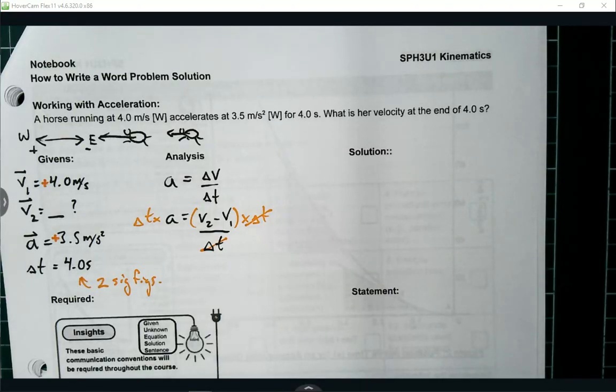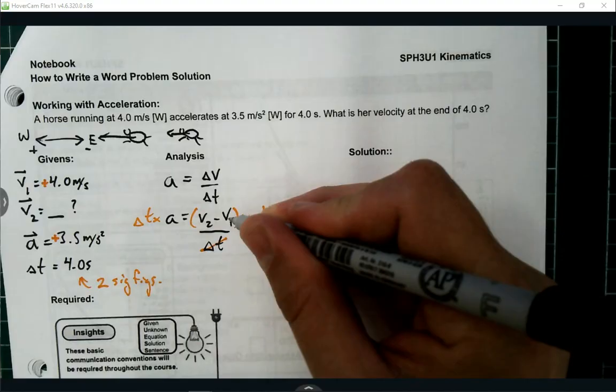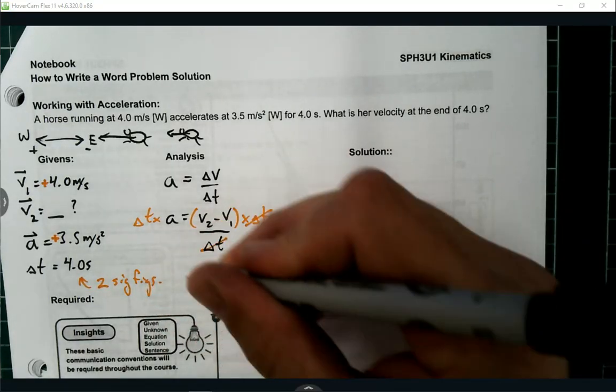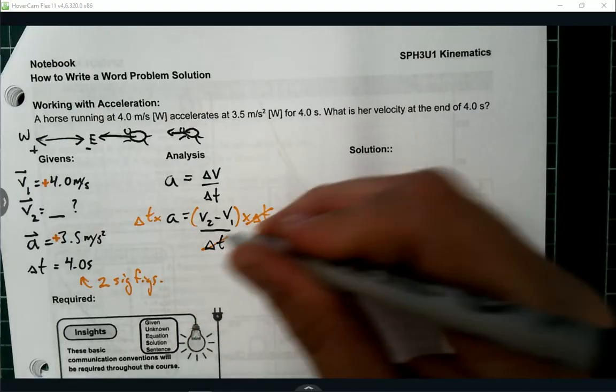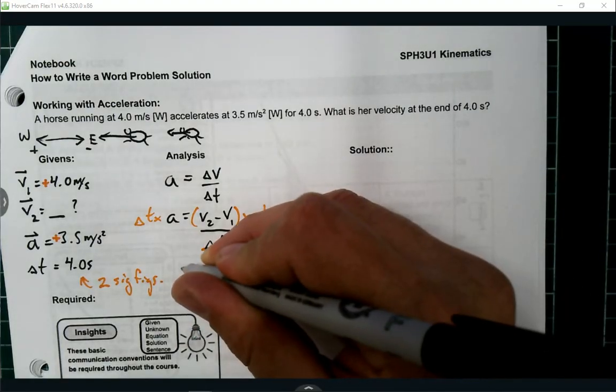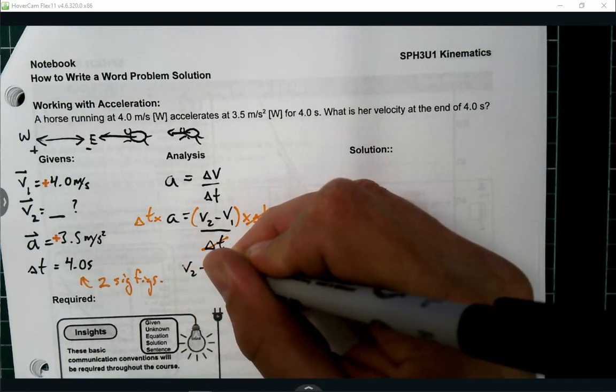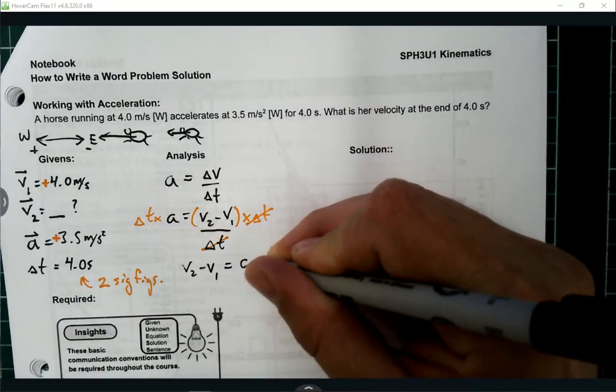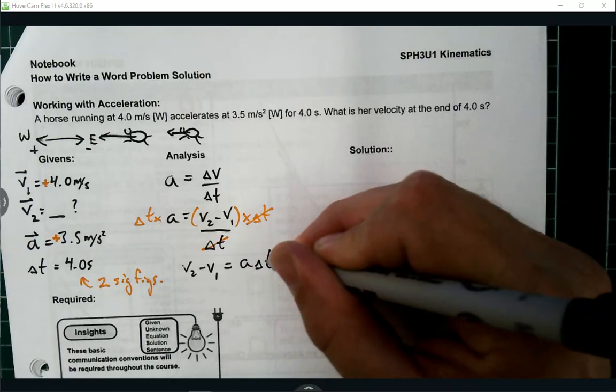This is one of our basic algebra skills that we want to make sure that we nail down right away. And hopefully everybody does well on the basic algebra quiz. But we want to get the V2 all by itself. So at this stage, if you really wanted to, you could rewrite things. You could say, okay, well, maybe I'll take that V2 minus V1, I've already cleared the denominator, is equal to acceleration times delta T.